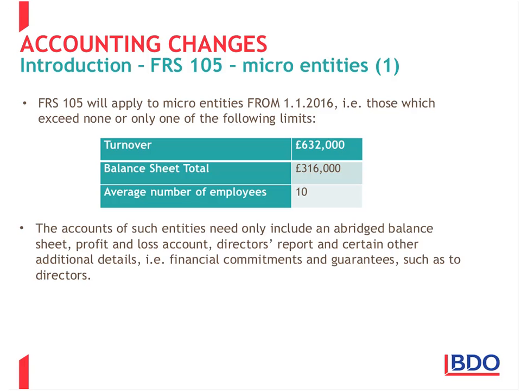Moving on to micro entities, the definition of micro entities, again, is: turnover 632,000, balance sheet total 316,000, average number of employees 10. The big difference for FRS 105 is that the accounting is much simpler and the disclosure is much less than under FRS 102, and we'll look at some of the differences in detail a little bit later on.